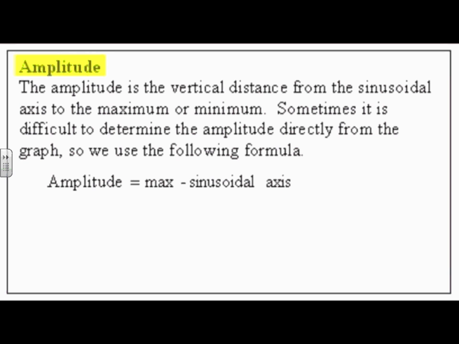The amplitude is the vertical distance from the sinusoidal axis to the maximum or to a minimum. Sometimes it's difficult to determine the amplitude directly from the graph, so we use the following formula. Amplitude is equal to maximum minus sinusoidal axis.